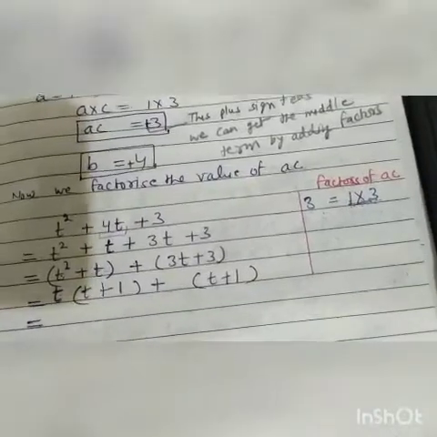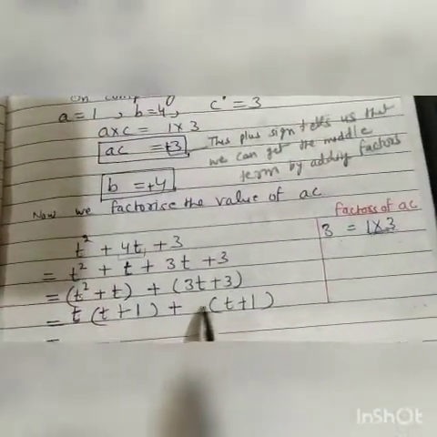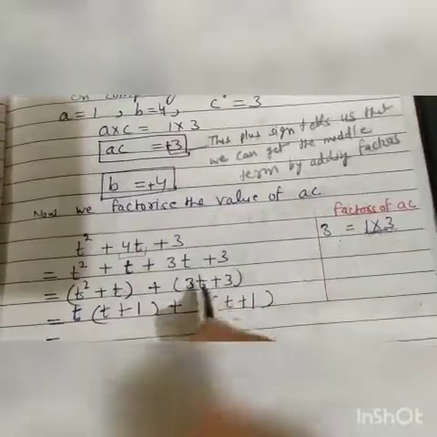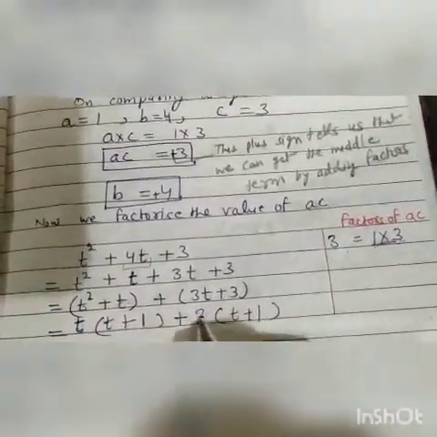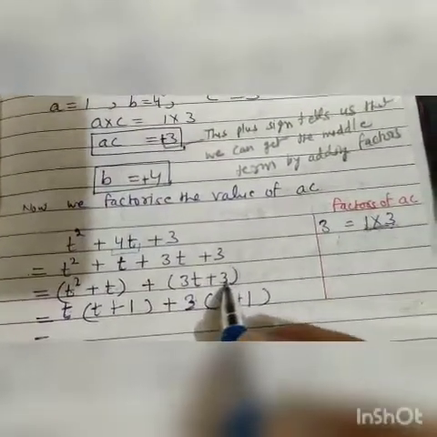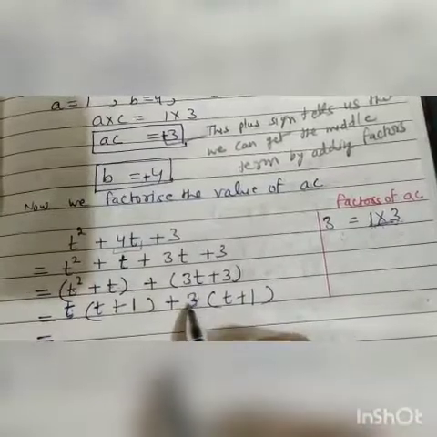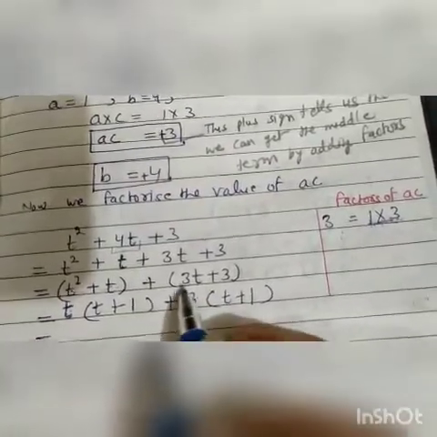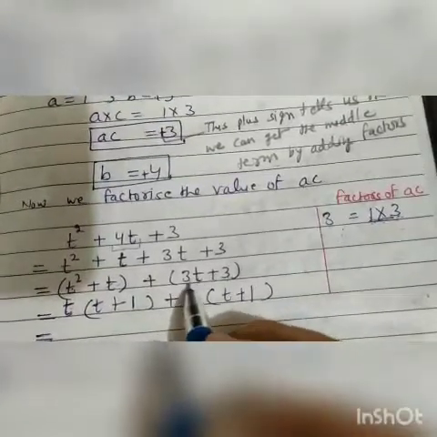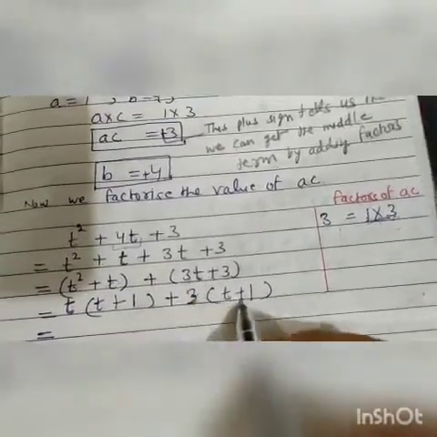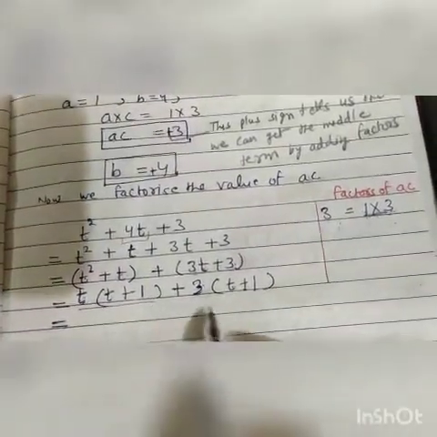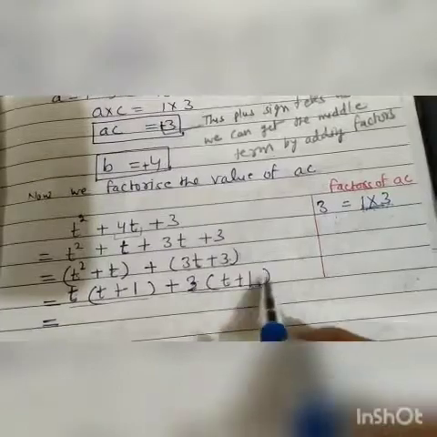Now see, what should we take common here so that we can get 1 here? If we take 3 common, and we can take 3 common because 3 is present in this term and in this term, both the terms. We take 3 common from the second bracket, then from the first term t is left, then this plus 3, 1 into 3. Now it will be considered again first term and second term.